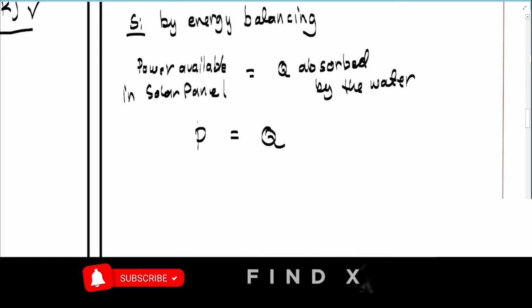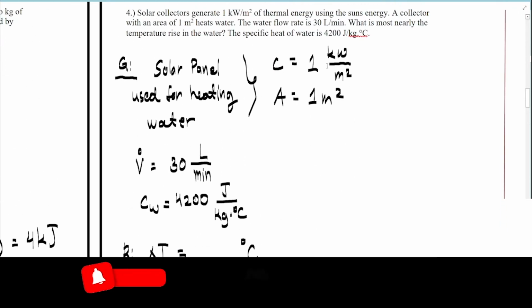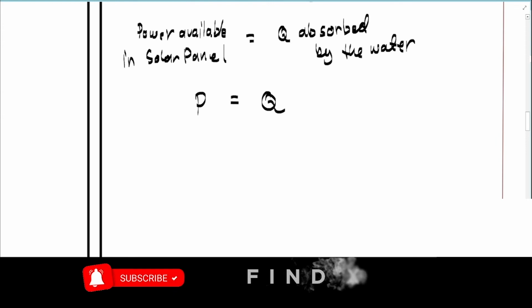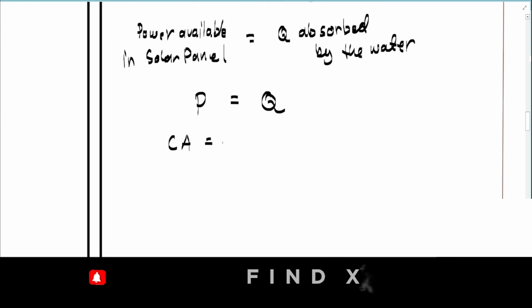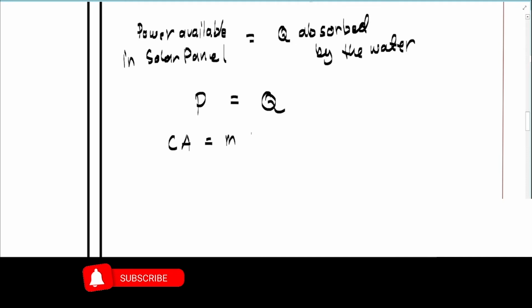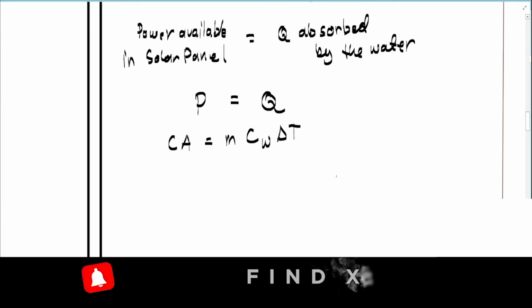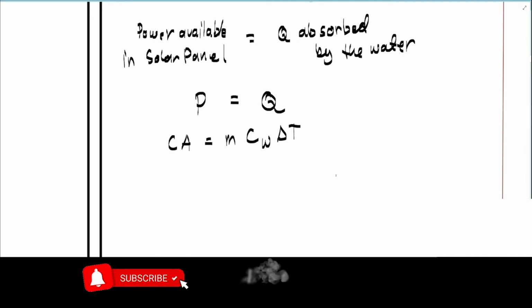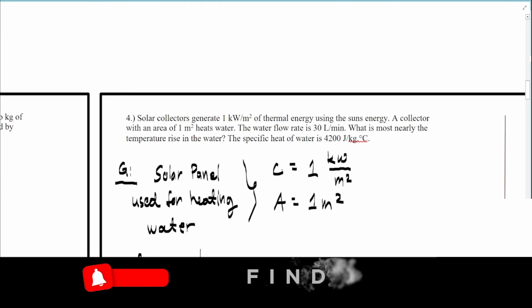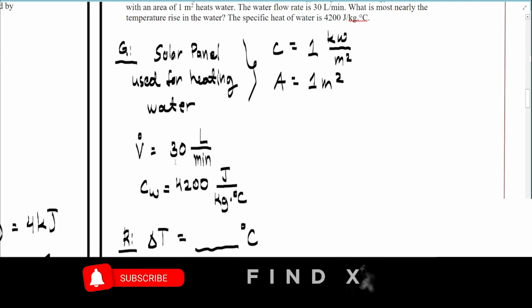But what is the power available in the solar panel? That is just C times A, right? Just 1 kilowatt per square meter, and the area is just 1 square meter. I think this is just equal to 1 again, okay? So CA equals Q, of course, that is m c delta T, but the C that we have here is for water. So Cw delta T. Okay, so we have volume flow rate.